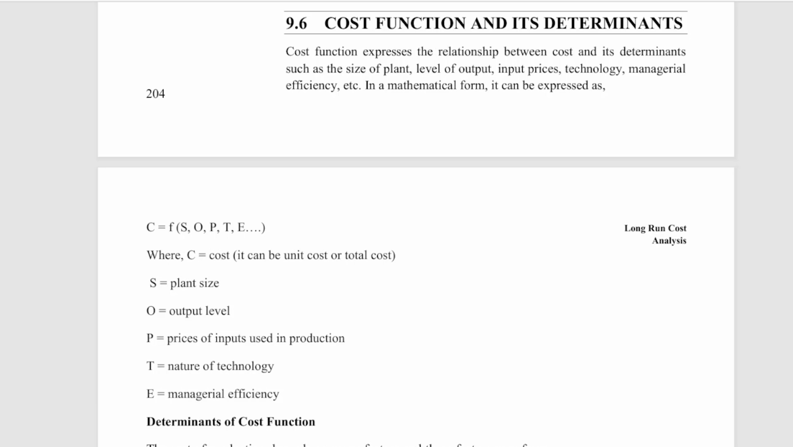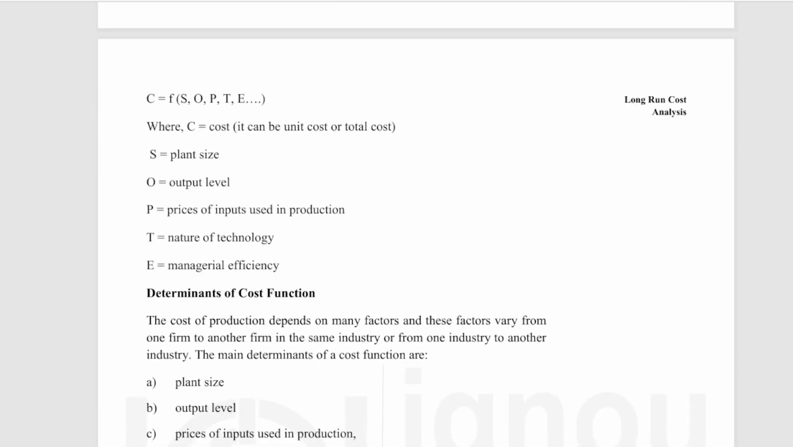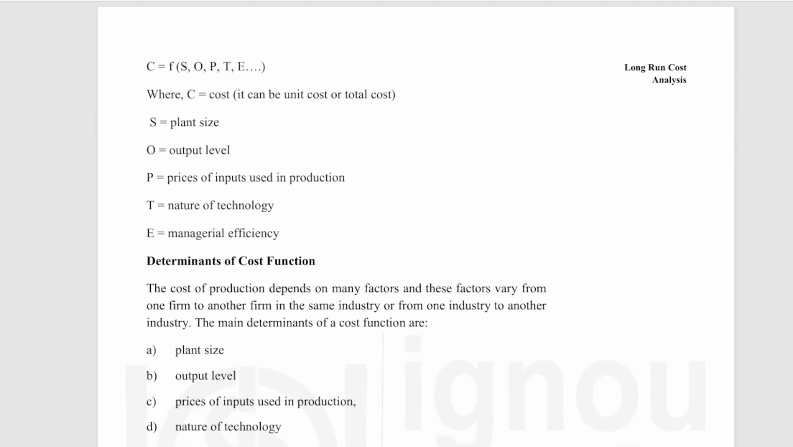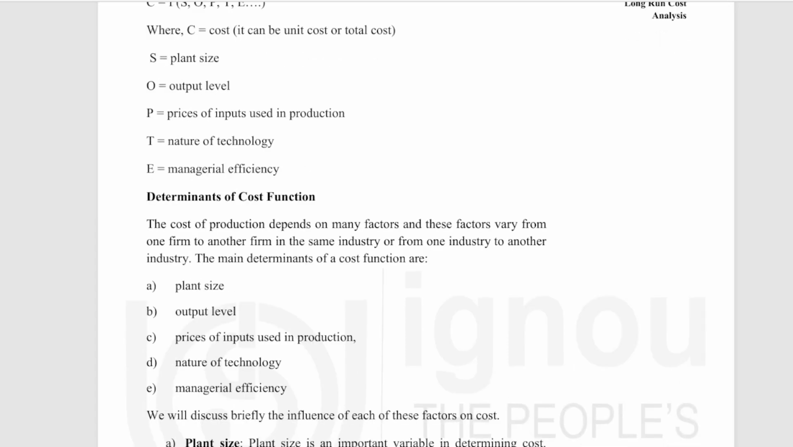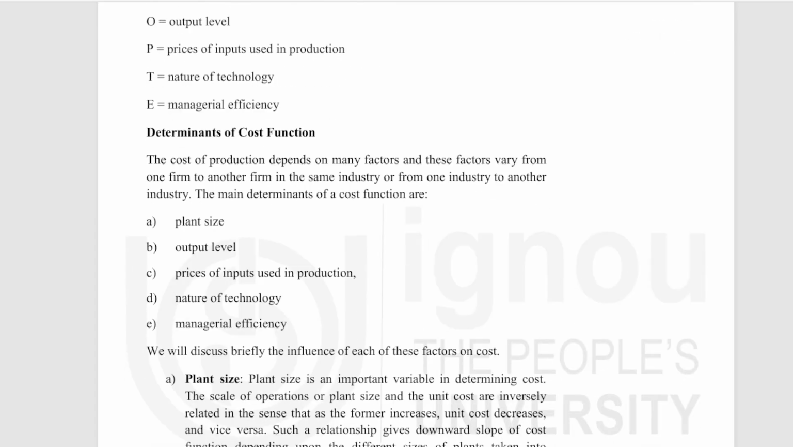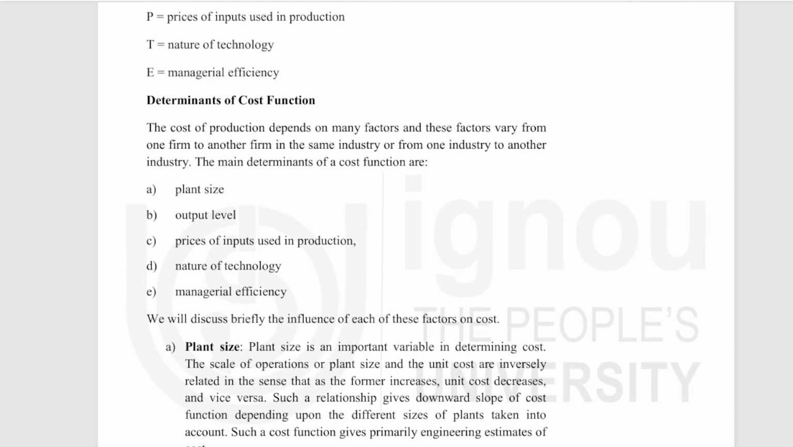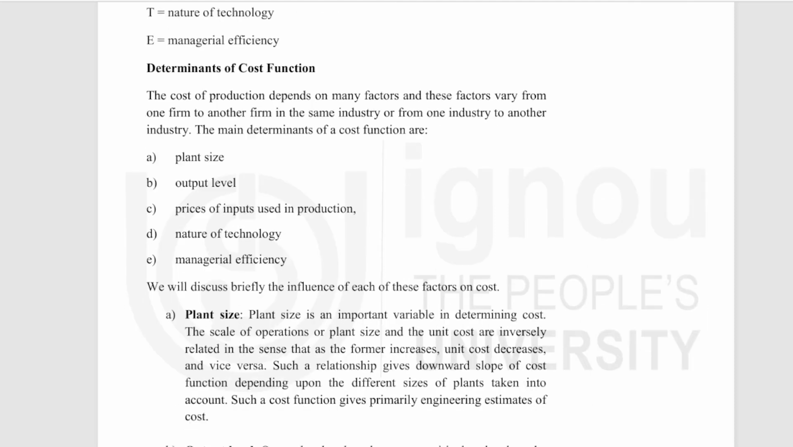So in a mathematical form, it can be expressed like this: C is equal to F of SOPTE. What is this? S is plant size, C is cost, O is output level, P is prices of input used in production, T is nature of technology, and E is managerial efficiency.